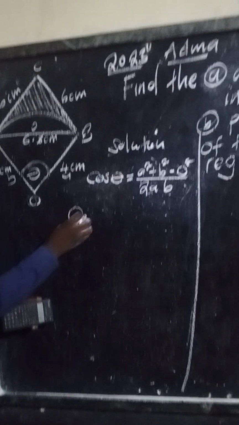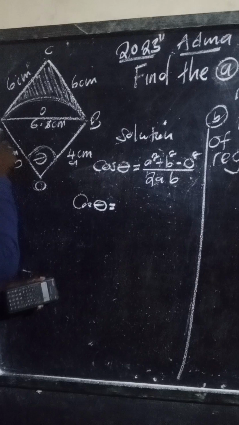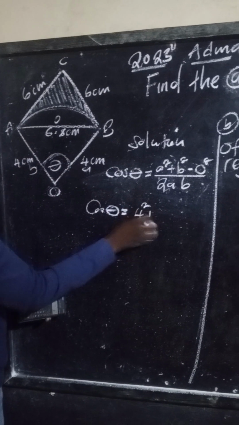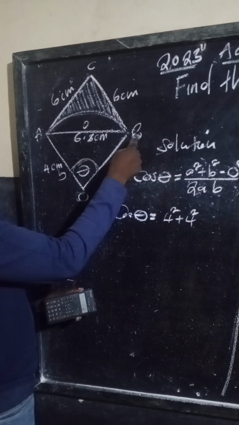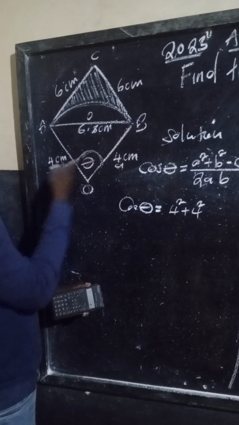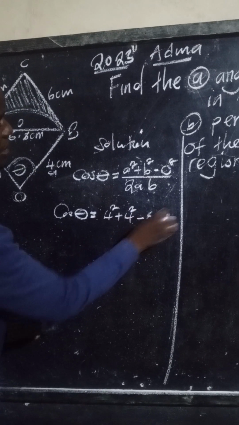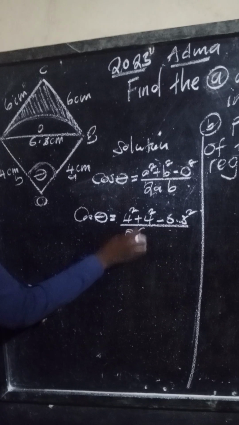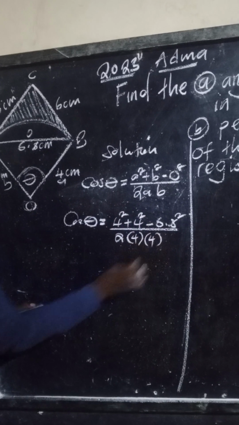So write cos theta is equal to, where there is a, I'll substitute with 4. So I'll write 4 squared plus, again there's 4 squared, because where there is a small b, it's the opposite of this capital letter B. You can see there's 4 there, minus 6.8 squared, over 2, where there is a, 4, same applies there, 4 there.